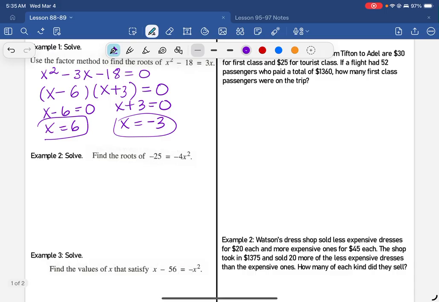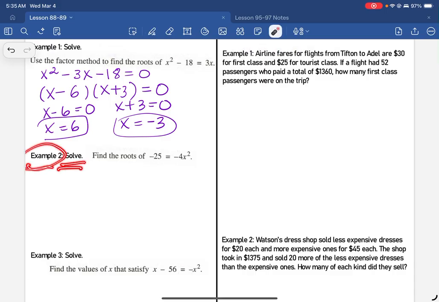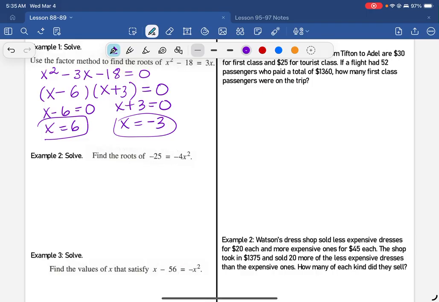Okay, let me do another one with you. Example 2 says solve. Find the roots. That just means the answers. I have to first write this in standard form. So I'm going to move this over to say 4x squared minus 25 equals 0. Because remember, the negative 4x squared is going to change signs. And we want descending order. So that's why we started with the 4x squared.